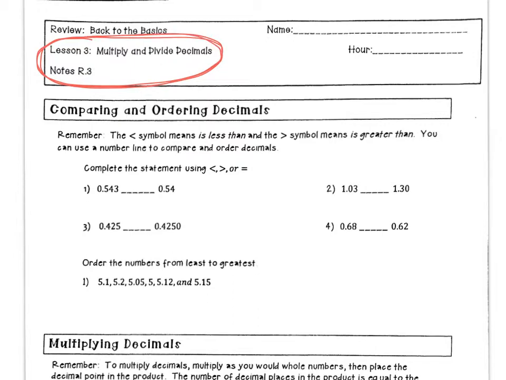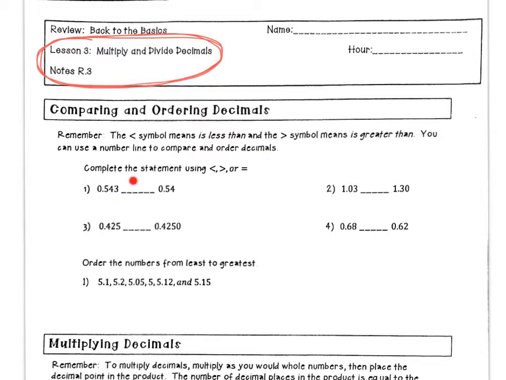All right, first thing we're going to talk about is comparing and ordering decimals. So let's read along. Remember, this alligator symbol here means is less than, and the other alligator symbol pointing the opposite direction means is greater than. Also, a tip, you can use a number line to compare and order decimals.